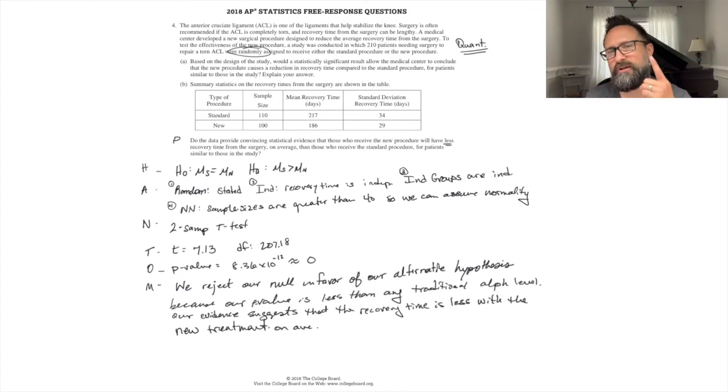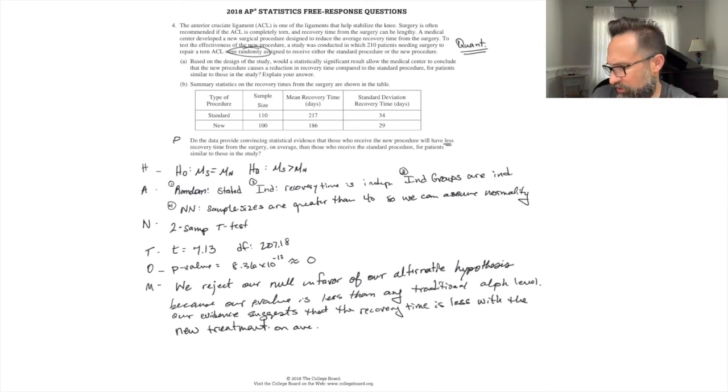Number one, I had to make the correct decision. I didn't have to say reject or fail to reject, but I had to tell you that our evidence suggested that the new treatment recovery time was less than the standard treatment recovery time. That's what I needed to do. I needed to say that my p-value is really small, and that's why I did it. I went ahead and said we reject our null in favor of the alternative because our p-value is less than any traditional alpha level. It's super small. Our evidence suggests that the recovery time is less with the new treatment on average.